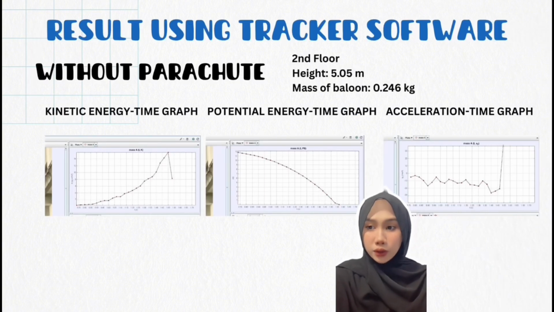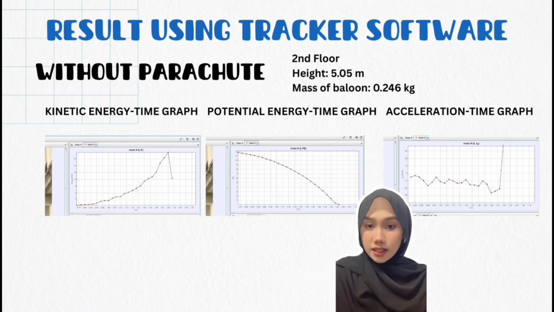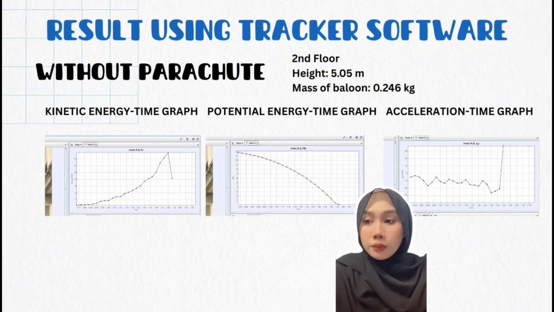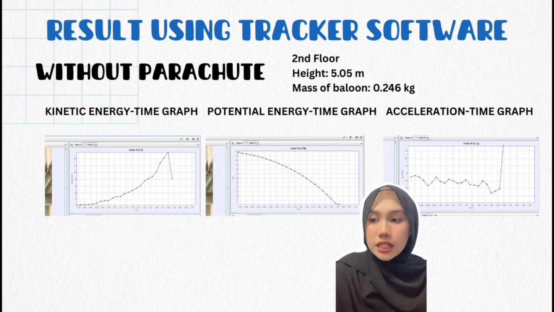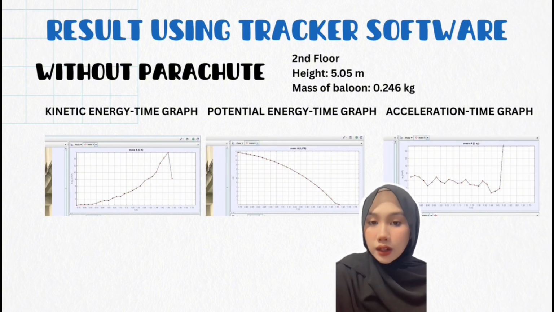For the second floor, the drop height is 5.05 meters and the mass of the balloon is 0.246 kilograms. For the kinetic energy time graph, we can observe that the kinetic energy increases as time increases. This indicates that the balloon gains speed as it falls. Meanwhile, the potential energy time graph shows a decreasing trend, which means the potential energy is converted into kinetic energy. The acceleration time graph shows an almost constant value, which is consistent with the effect of gravity.